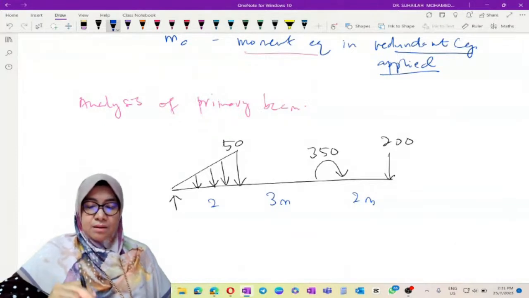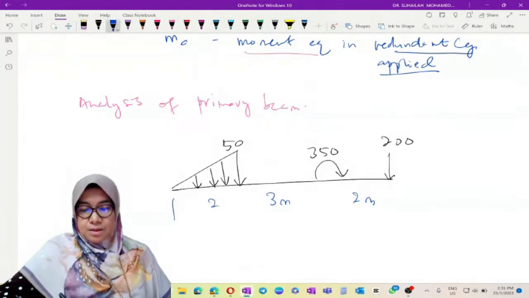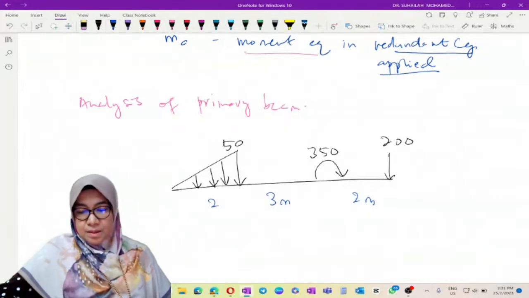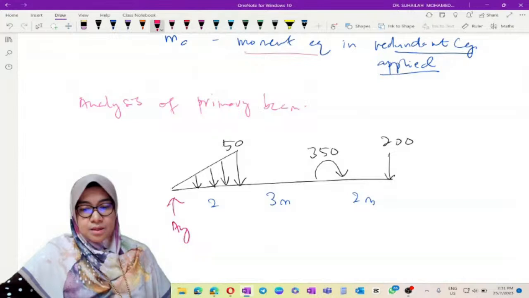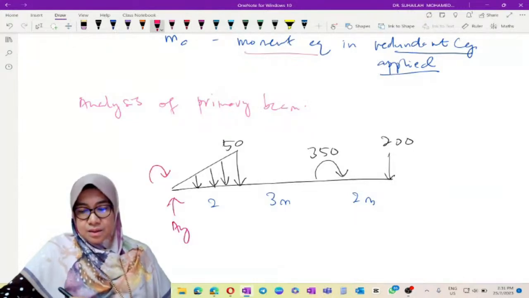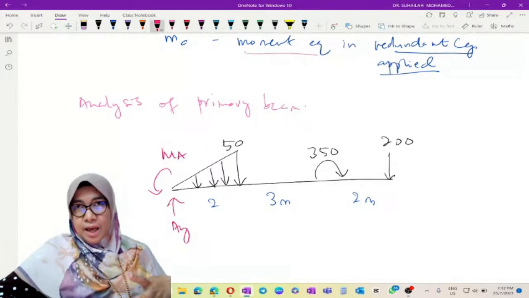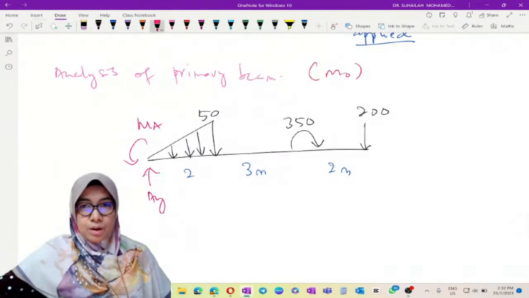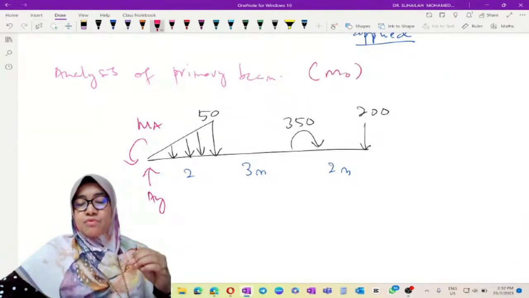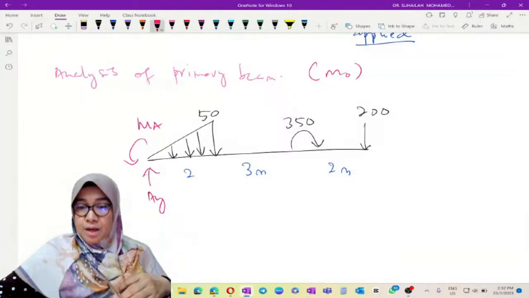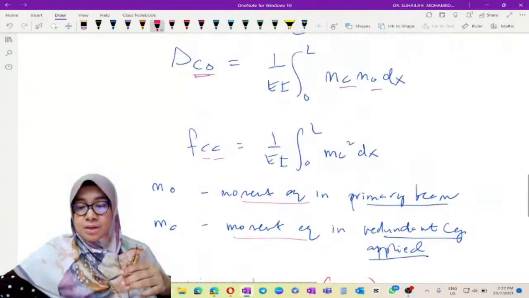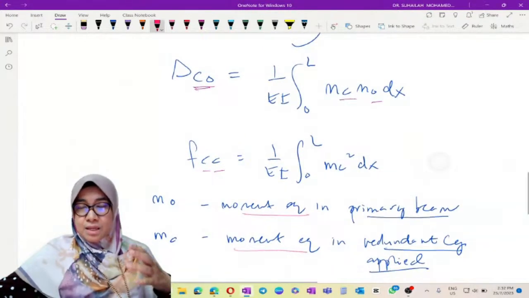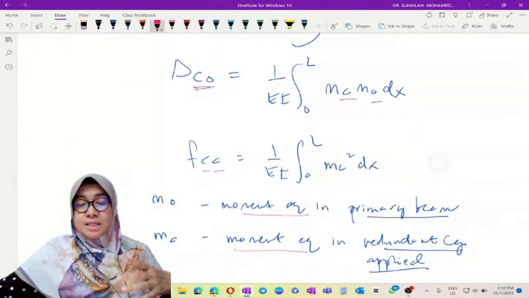At A, we have AY and MA. This is MA, and of course AX is 0. So this is the primary beam. From the primary beam, we will write the moment equation and label it as M naught. This M naught will be used in the displacement formula for delta C naught.